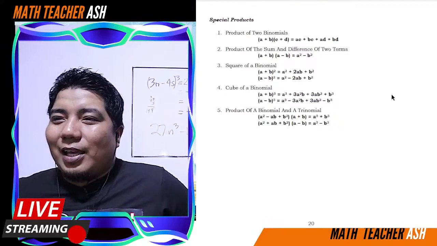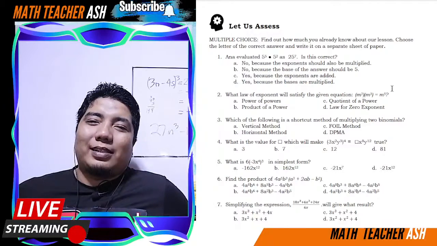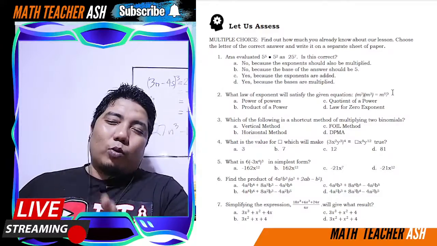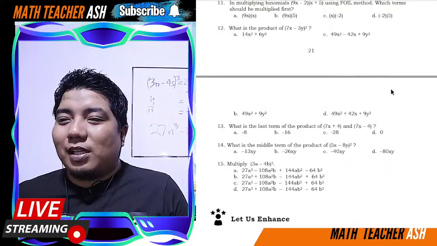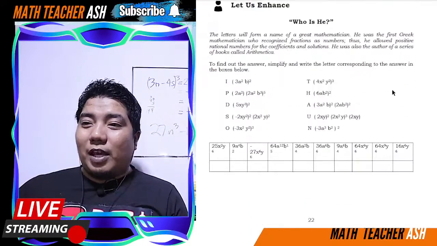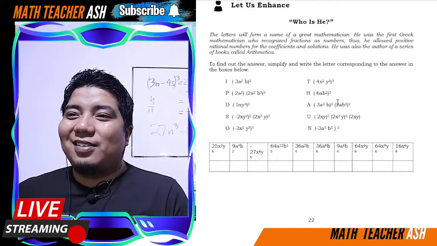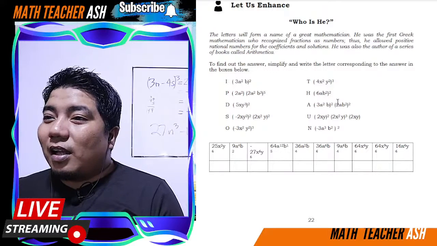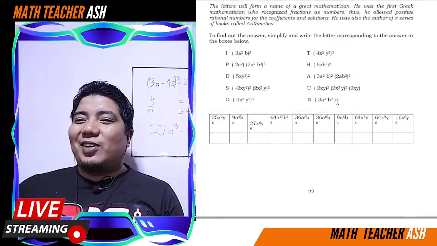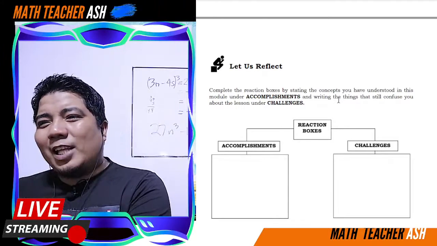Okay, so, I hope you can get big scores in this final or in this post-test. Meaning, ito na yung ABCD na kailangan tama na talaga yung sagot niyo kasi natutunan nyo na ang module. Okay, so this is still 15 items, ABCD pa rin, and then you have the let us enhance, pangdagdag. Okay? So, hahanapin mo lang dito para itong puzzle, who is he? Okay? So, nagsabi, he was the author of a series of books called Arithmetica. Alright, sino kaya yan? And then we have the let us reflect, your reflection, accomplishment, and challenges.